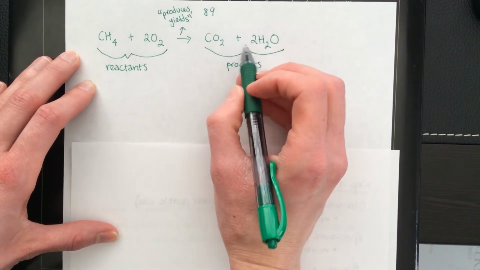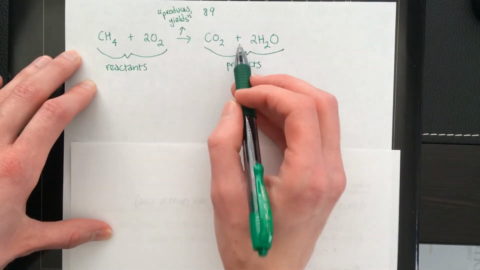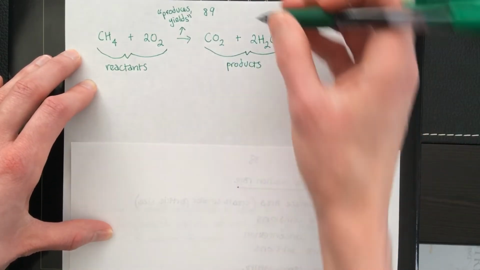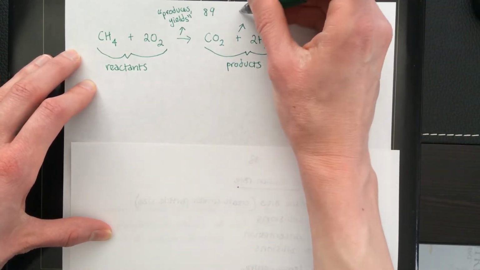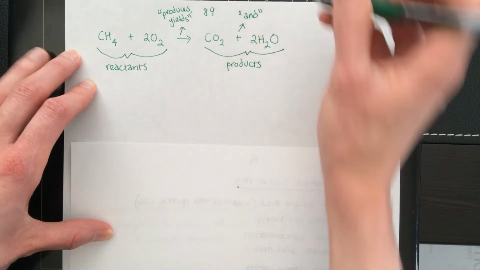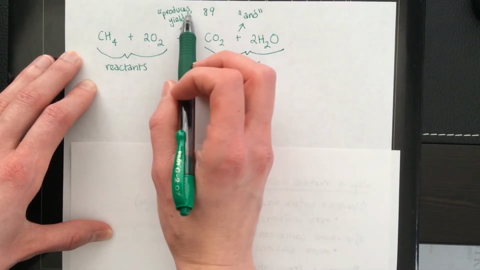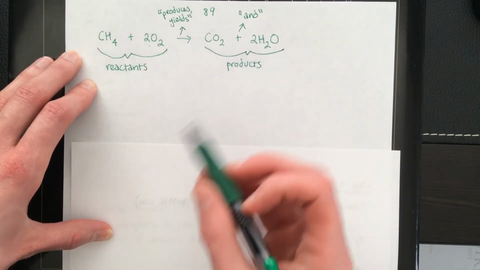And then the plus sign can be a little bit confusing to some people. This does not mean that these two things are combining into one molecule or anything like that. You basically can just think of it as the word and. So you would read this reaction as methane and oxygen react to produce carbon dioxide and water.